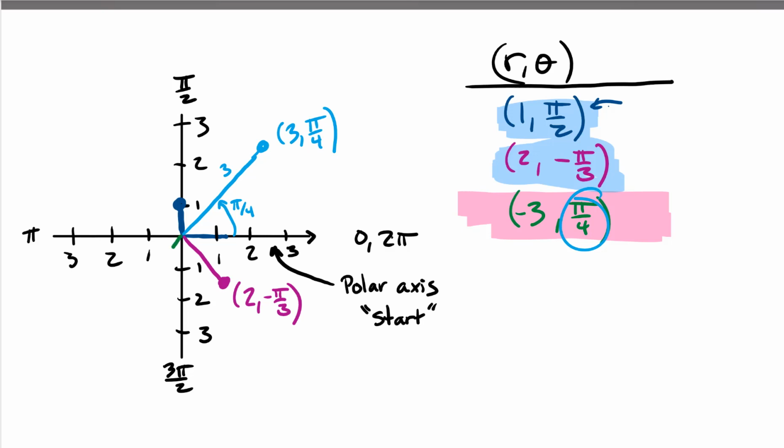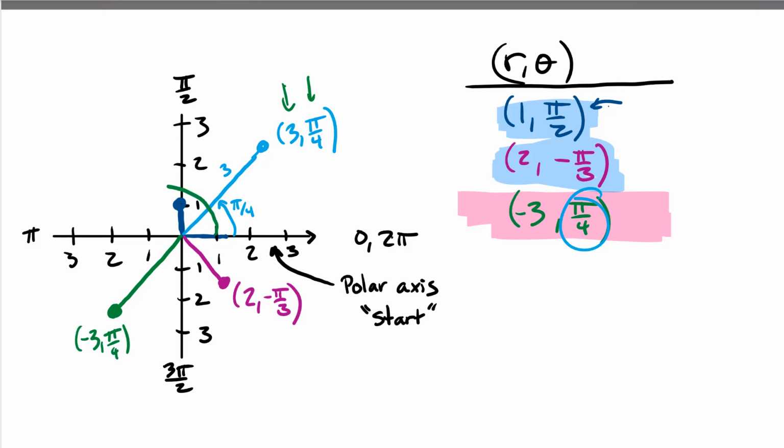Yeah, it flips. It goes the other direction. So if you want to plot negative 3 comma pi over 4, graph 3 comma pi over 4, and then flip it. Make it go the other direction. And we can say that this is negative 3 comma pi over 4.